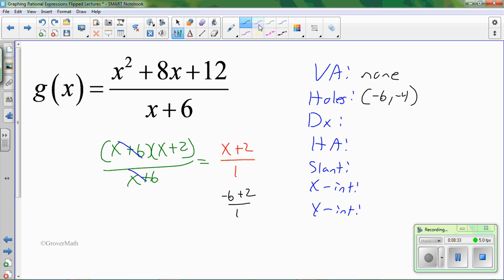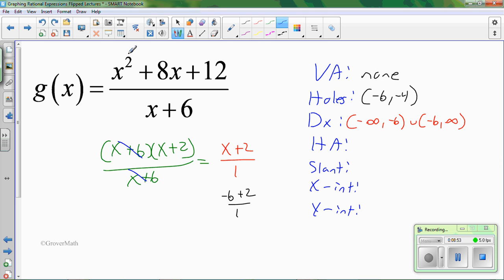So your domain is the restriction that comes from your vertical asymptotes. You don't have any, and from the x of the hole, you do have that. So your domain simply is negative infinity to negative 6, or negative 6 to positive infinity.